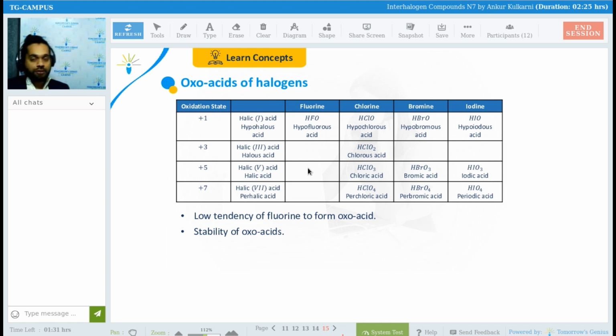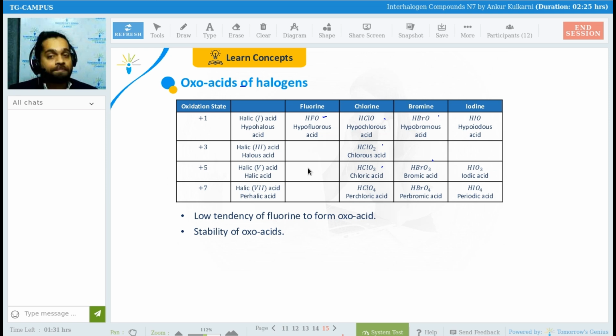Now let us go to the oxidation states of oxo acids. What are these oxo acids? As the name suggests, acids which contain oxygen. These are your oxo acids of halogen. They are a little bit different from normal acids in terms of stability. I'll come to that, but look over here. You can see oxygen everywhere, so these are acids that contain oxygen as well as halogen.